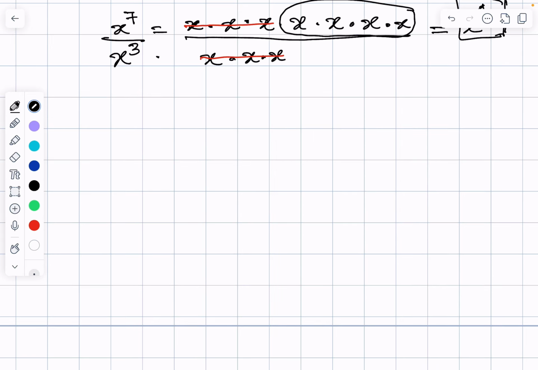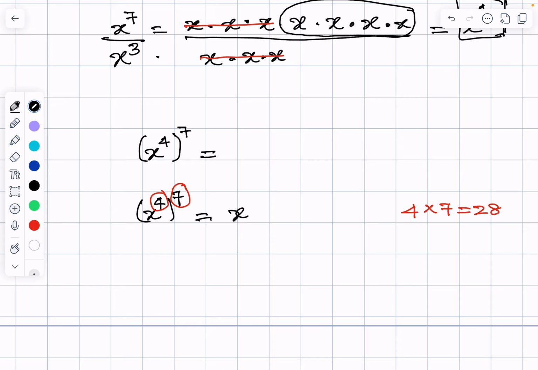Okay, let's go for the next question. Next question is x to the 4th power raised to the 7th power. What is it? This time a power is raised to another power. So we multiply the exponents. So over here 4 and here 7. So 4 times 7 is 28. So the answer is x to the 28th power.